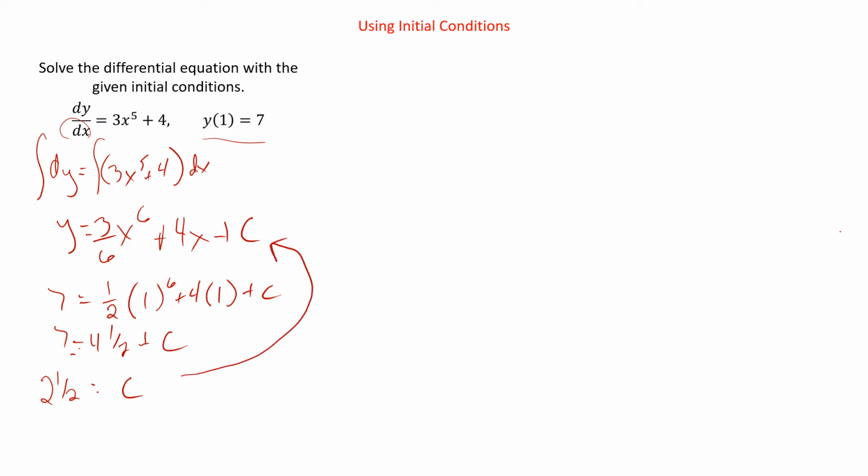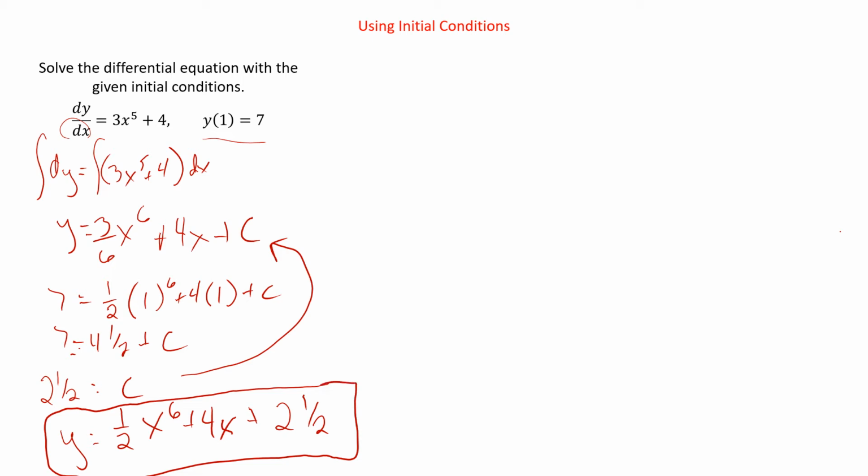Plug that back into our general equation. We get y equals 1/2 x to the 6 plus 4x plus 2.5. That is our particular solution. That is the one antiderivative of this differential equation that will go through that point. So again, you find the antiderivative, and then you just plug your point in, find c, plug that back in. The only calculus step is this one right here. So that's using the initial condition.